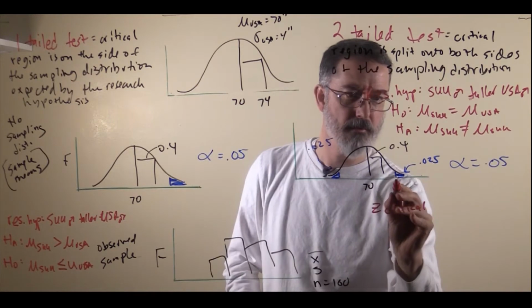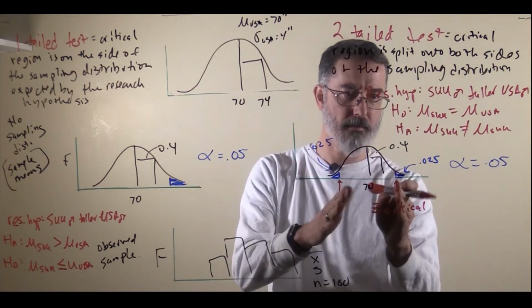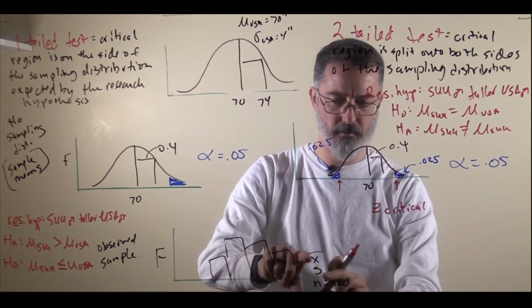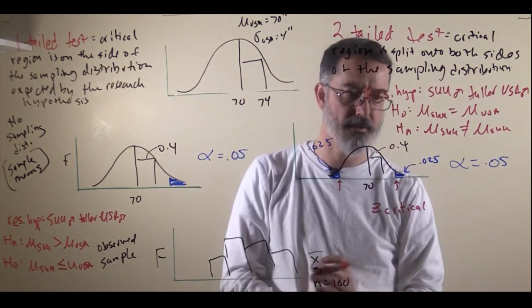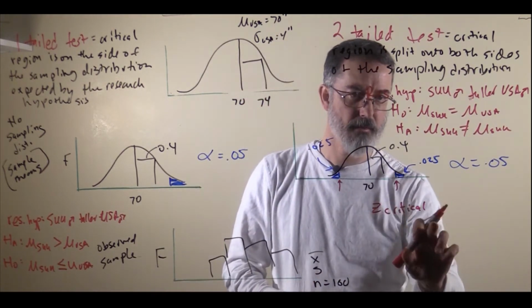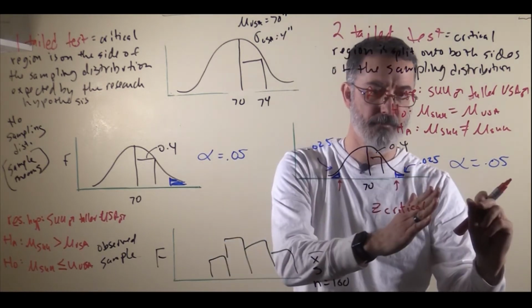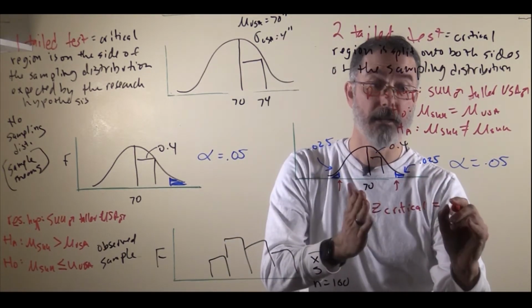Remember, that's the z-score, the z-statistic. That is the threshold for our sample mean, beyond which we will reject the null hypothesis. And we need the z-critical here for there to be 0.025 beyond it.